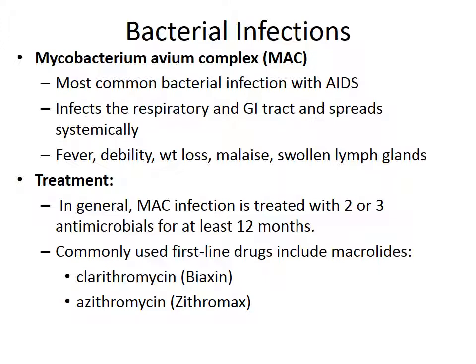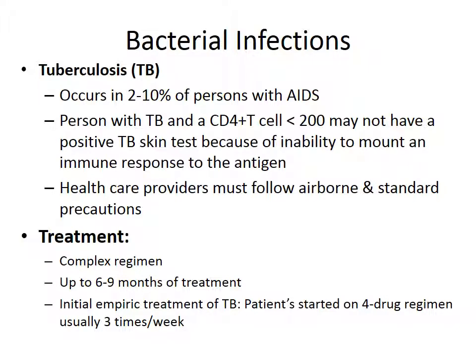Commonly used first-line drugs include the macrolides, such as clarithromycin, which is Biaxin, and azithromycin or Zithromax. Other bacterial infections include tuberculosis or TB, which occurs in 2 to 10% of persons with AIDS. Persons with TB and a CD4 plus T cell count of less than 200 may not have a positive TB skin test because of the inability to mount an immune response to the antigen injected.